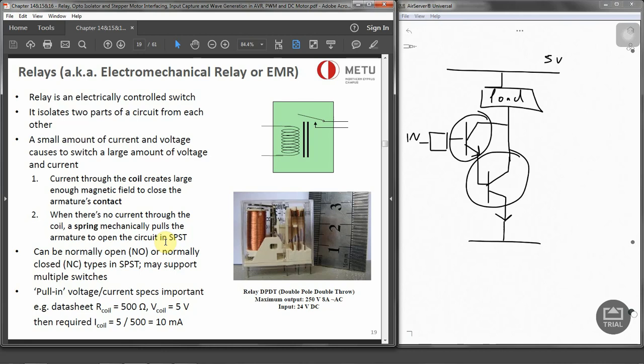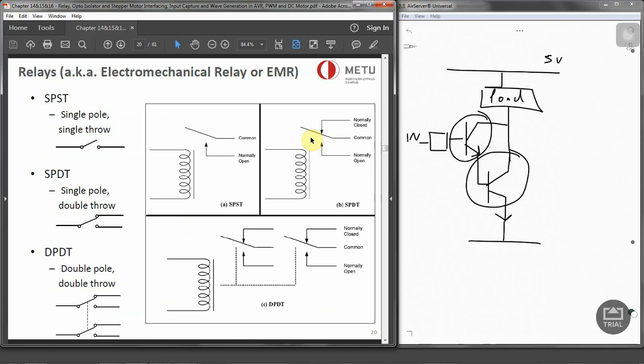So a small amount of current and voltage causes the switching of a large amount of voltage and current. And electromechanical relays or EMRs have three components: the coil, the spring and the contacts. So relays can be normally open or normally closed types, and they might support multiple switches. So these are different configurations of the electromechanical relays.